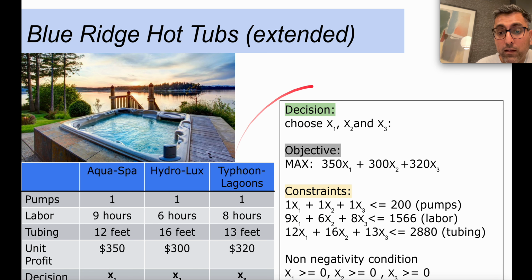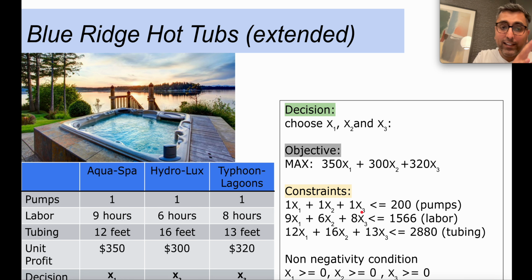But let's say we can write this mathematical model that says we will choose X1, X2, X3, where the output will be from a linear optimization problem. And we know what we need to optimize for this decision, which is the maximization of profits. Each unit of X1 is $350, X2 is $300, and X3 is $320. So we have an objective that we've translated from the profit maximization. We have decision variables, and we have certain constraints that we have expressed.